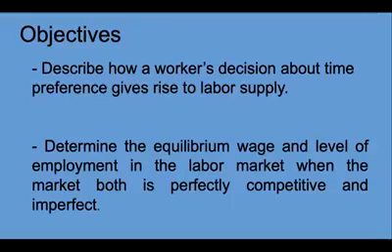So our objectives for today. First, we will look at labor supply. We will describe how the worker's decision about time preference gives rise to labor supply. Then we will look into labor demand, put them together, and determine the equilibrium wage and the level of employment in a labor market when the market is perfectly competitive and when it is not perfectly competitive, it's imperfect. We can compare and contrast the wage level and employment level in these three different markets.